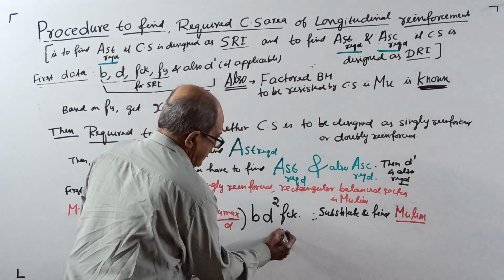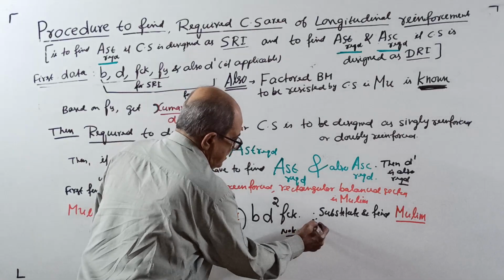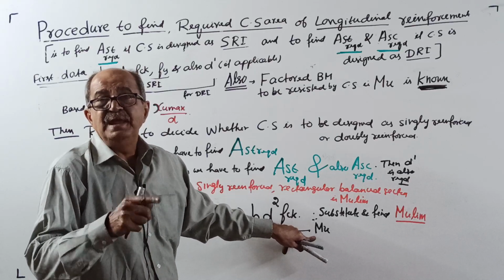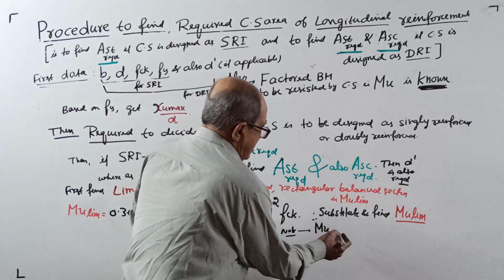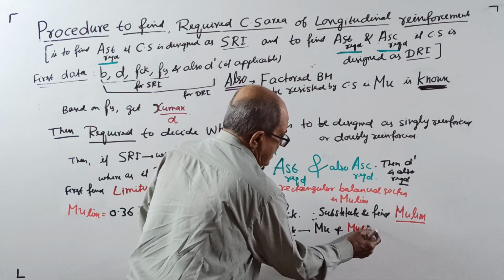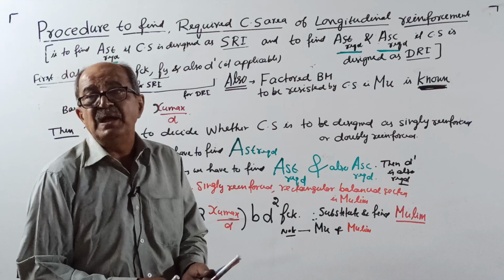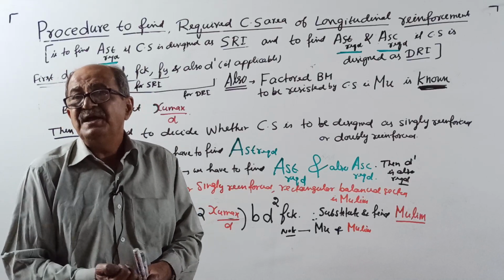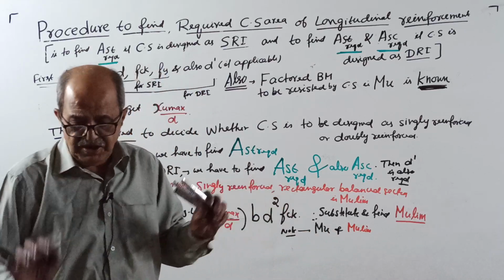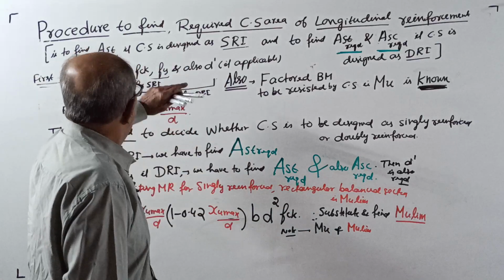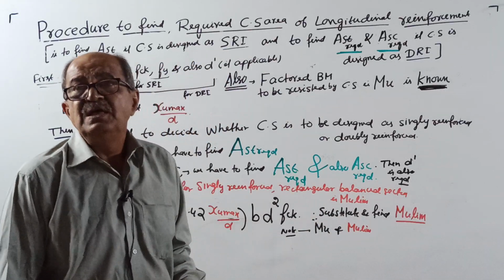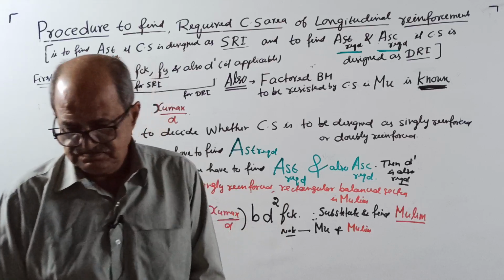Now make a note. Now we know MU, the factored BM to be resisted by the cross section, and also we know MU limit: how much maximum factored BM the cross section can resist if it is singly reinforced. I'll continue the procedure. MU known, MU limit known, still singly or doubly not decided.